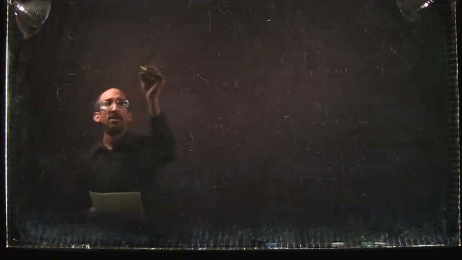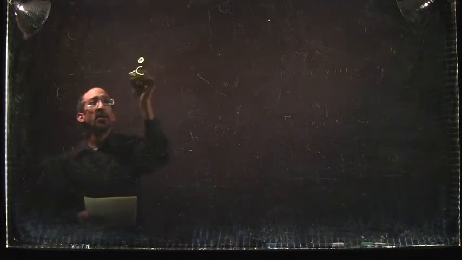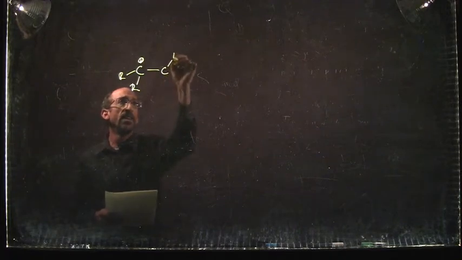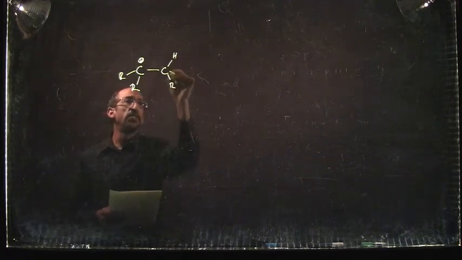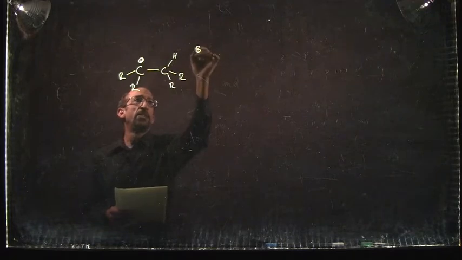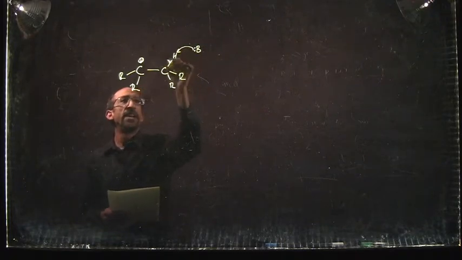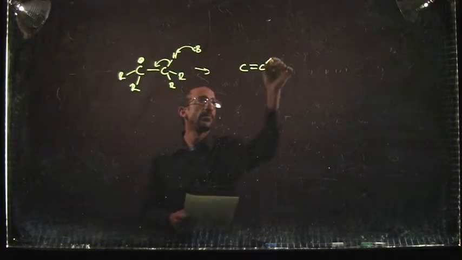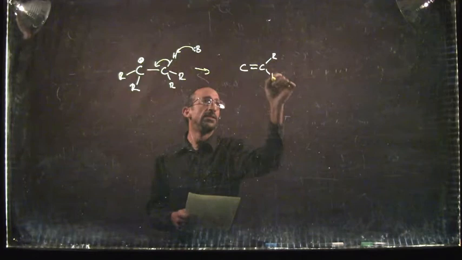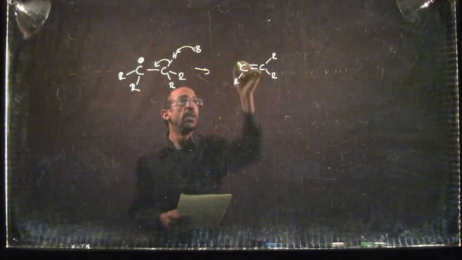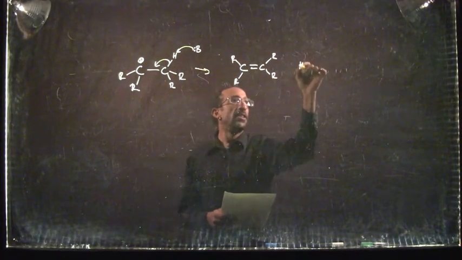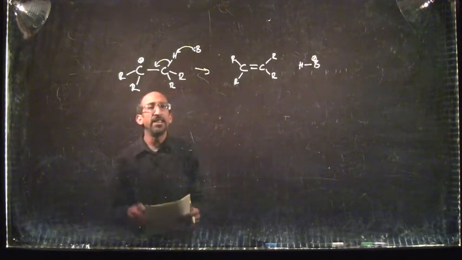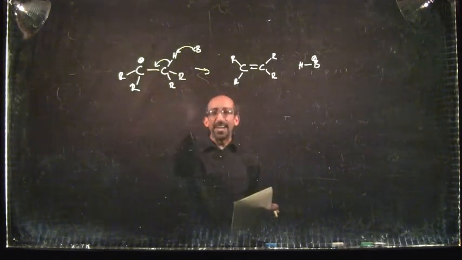So if you recall, in an E1 elimination, we form a carbocation intermediate, and after that intermediate is formed, a base comes along to remove the beta hydrogen and create our alkene. Now here our hydrogen is bonded to our base. So we can consider this as an acid-base equilibrium.